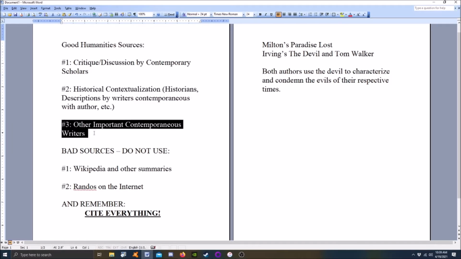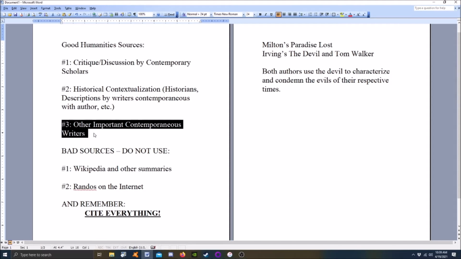But thirdly, and this you are welcome to use, it's a little bit trickier in many cases, but I do want to open the door to it. Feel free to use other important contemporaneous writers. Milton wasn't the only guy writing in 17th century England. There were tons of writers, there were tons of reviewers, there were tons of critics, and they all probably had something to say about Milton.